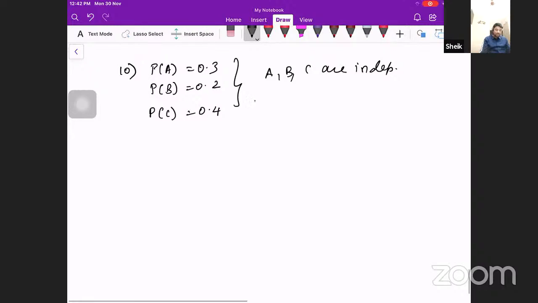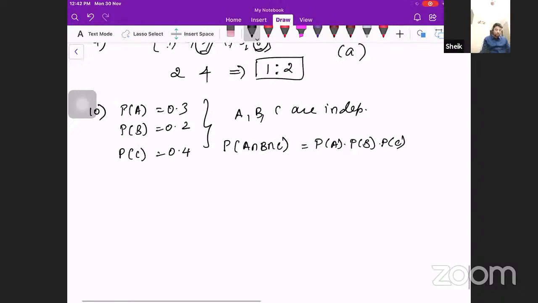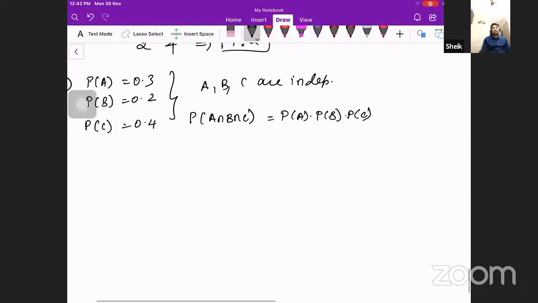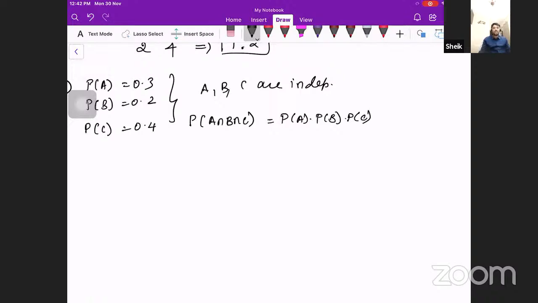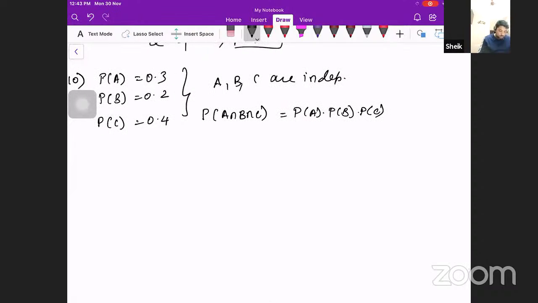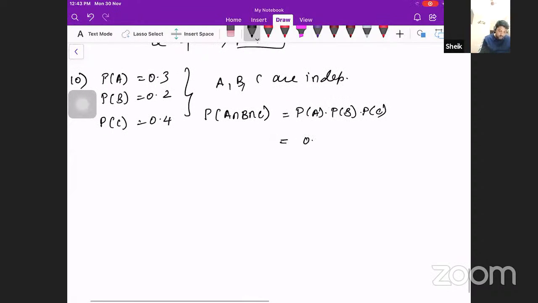If A, B, C are independent, we know the rule. P of A intersection B intersection C is nothing but P of A into P of B into P of C. You may think, sir, you said it only for 2 events, but here there are 3 events. Yes, of course, my dear, it is applicable for all the 3 events. So P of A into P of B into P of C is nothing but 0.3 into 0.2 into 0.4, which is 0.024.